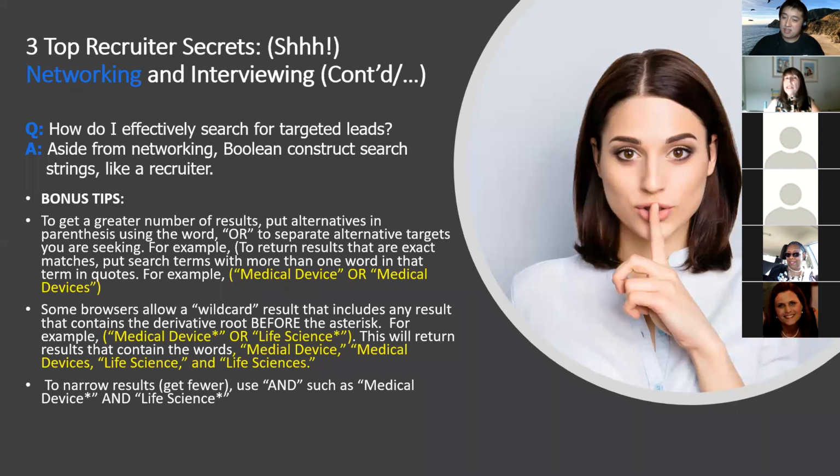So Boolean strings, search strings, they're called Boolean strings. You use OR words or you use AND words. And here is sort of an example. You guys want to find recruiters. You don't know who's the recruiter or the talent acquisition person or the HR person or the human resources person.